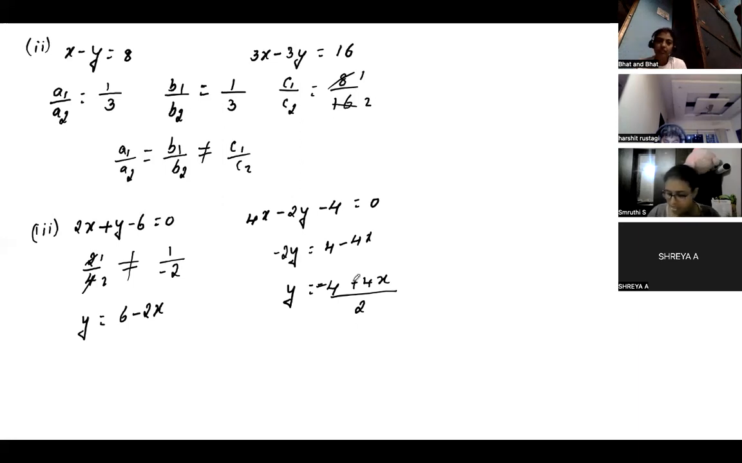Now, x and y coordinates. Can you find the x and y coordinates? Now again, you can take any value for x. So do that and plot the graph. I'll just make the room a little brighter.